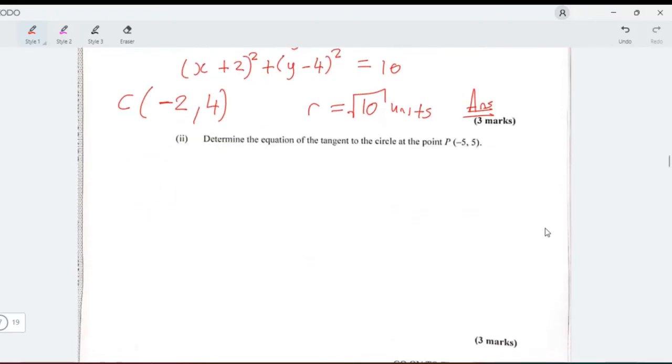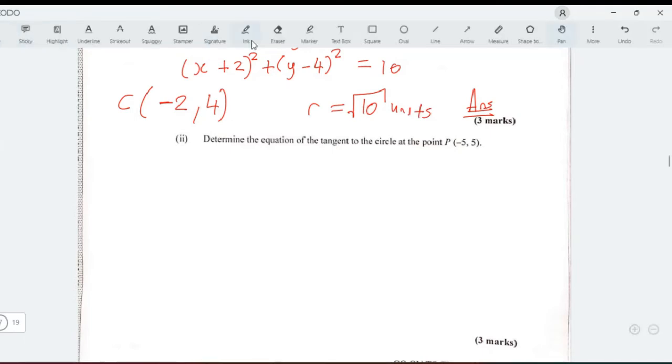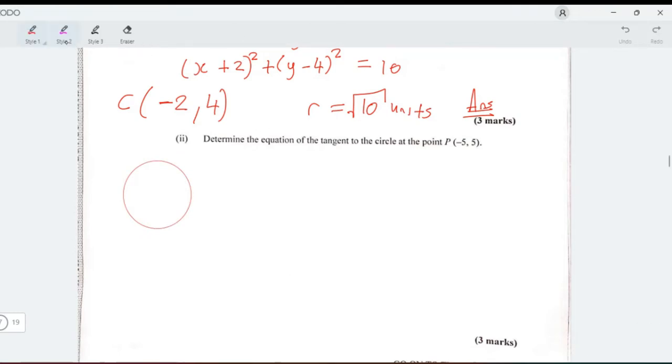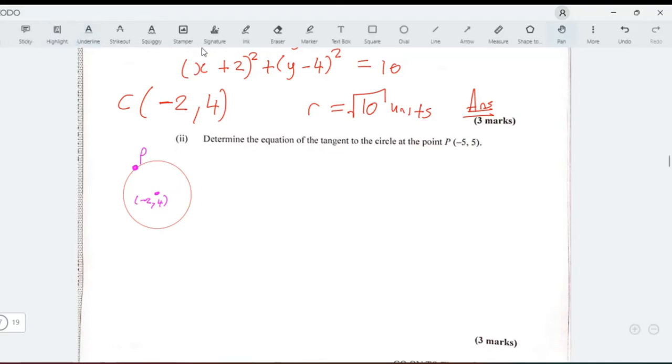Now it says, determine the equation of the tangent to the circle at minus 5, 5. So I love when we picture the circle. I always draw a circle as my guide, my little guide. Because first thing I know is that the center of the circle is minus 2, 4. So minus 5, 5 is somewhere up here. That's the point P. I want the equation of the tangent at P.